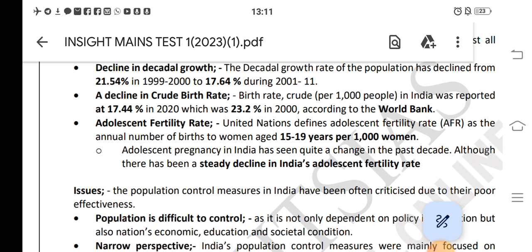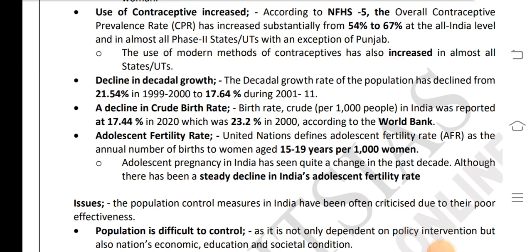Decline in the decadal growth rate of the population, which declined from 21.54% in 1991-2000 to 17.64% during 2001 to 2011, and a decline in the crude birth rate per 1000 people in India, reported at 17.44% in 2020, which was 23.2% in 2000 according to the World Bank.